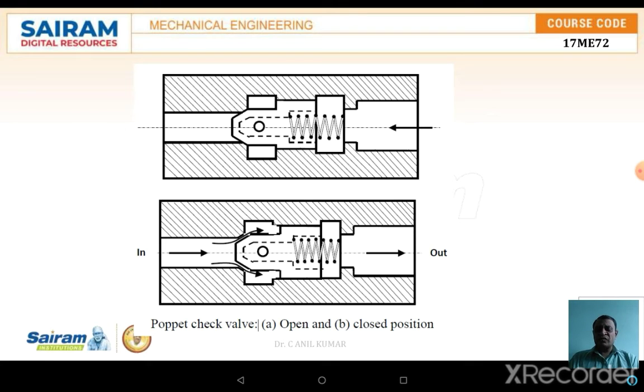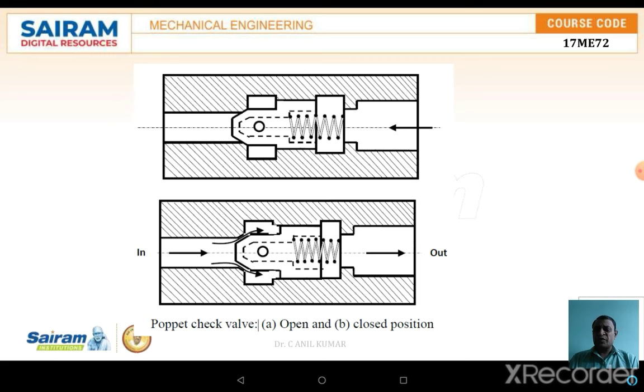See, this one is a schematic diagram of the poppet check valve. The first one is under the closed position, and the second one is under the open position. The left side will be the inlet, as well as the right side will be the outlet. Instead of a ball type element, in this case a poppet type element is placed. This poppet is pressurized by means of the spring.